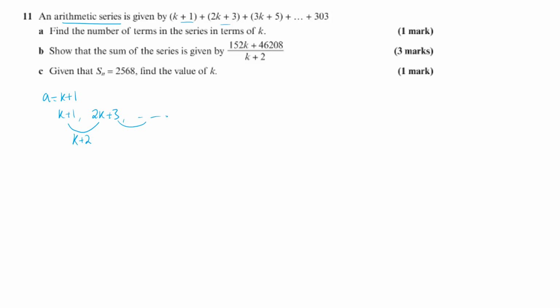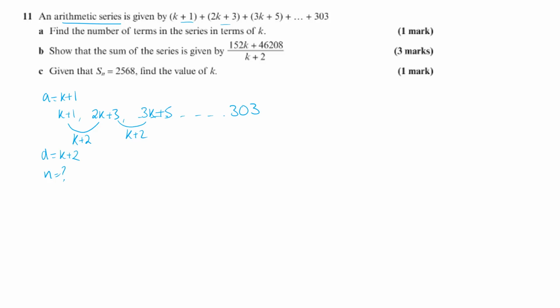We can check that. The next term along would be 2k plus another k, 3k, and then 3 plus 2, that would be 5. So that works. By the time we get to the last term in this series, we've got 303. Now we're trying to find how many terms there are. So that's what is n. So we've got d is equal to k plus 2, and we want to find n.